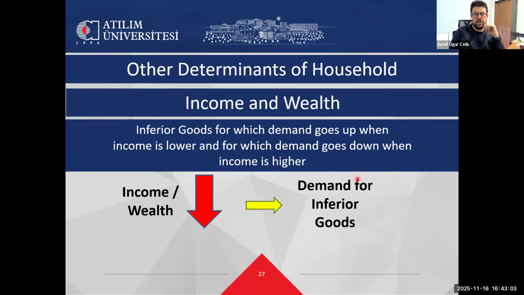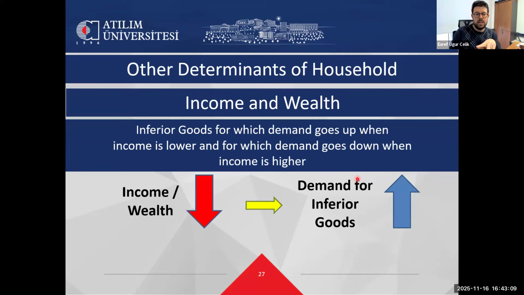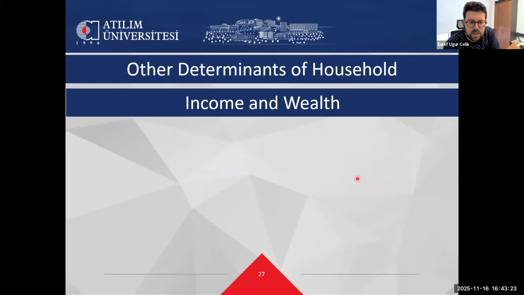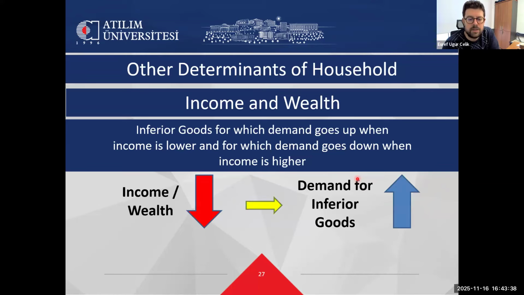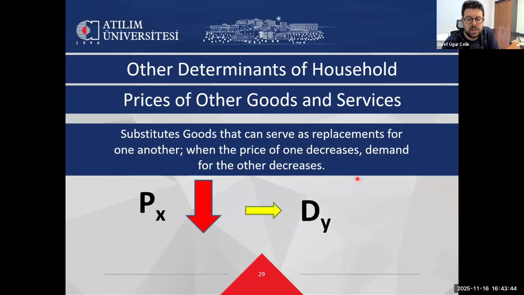For normal goods, we see the positive relation. For inferior goods, we see a negative relationship between demand and income or wealth. And for substitutes, we see a positive relation. Okay, let's look at them together. For normal goods, we see a direct relationship, increase to increase, decrease to decrease. For inferior goods, increase to decrease, decrease to increase, negative relation. For substitute goods, direct relation, positive to positive, negative to negative.